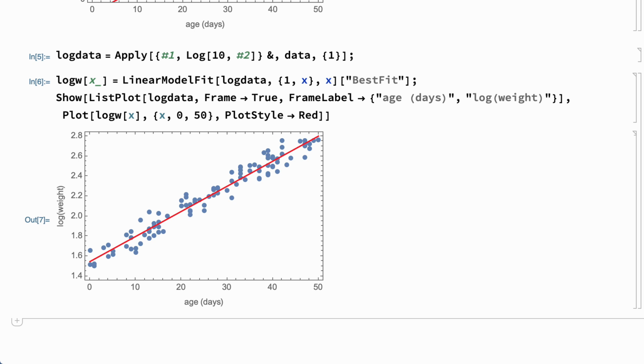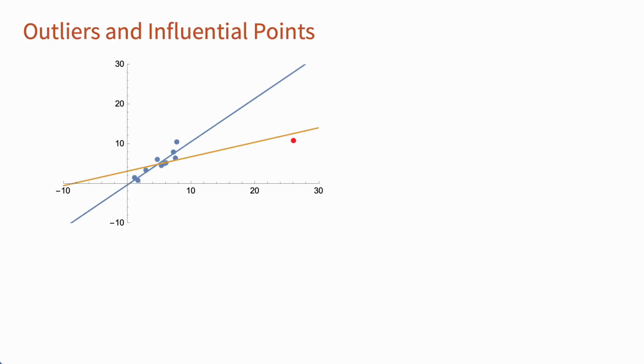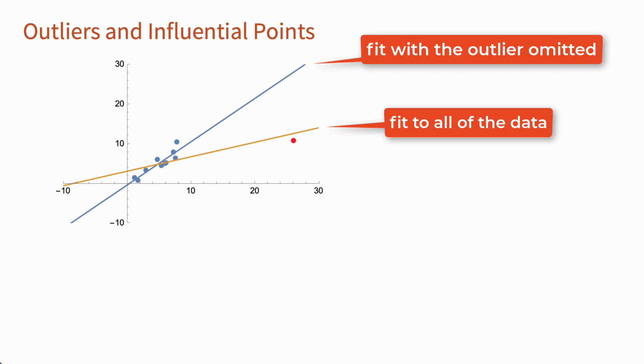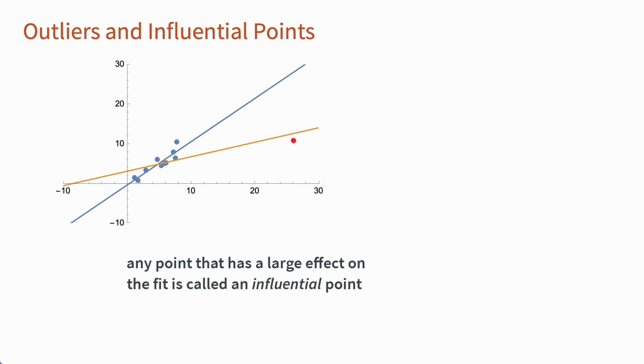The reliability of a fit can also be affected by outliers. For example, here is a plot of some data points together with a fit of a line to all of the data and a fit of the data with the last point omitted. That last point is an outlier that has a large effect on the best fit line. Any point that has a large effect on the fit is called an influential point.